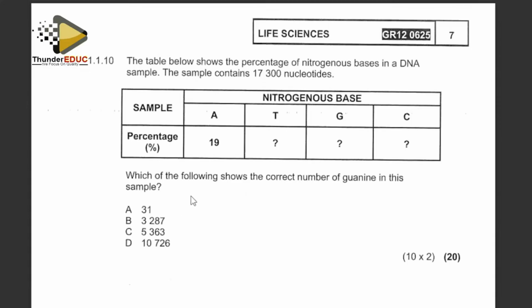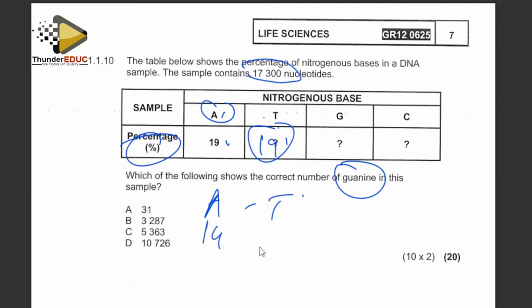Right, go to question number 10. They're saying the table below shows the percentage of nitrogen bases in a DNA sample. The sample contains 17,300 nucleotides. All right, so they put it in percentage. So let me calculate the percentages, and after that I'll be able to convert. The first question, they are saying this is 19, so definitely this is also 19 because A goes with the T.